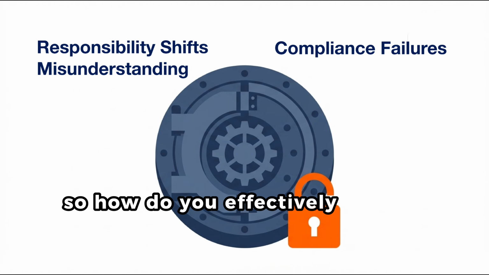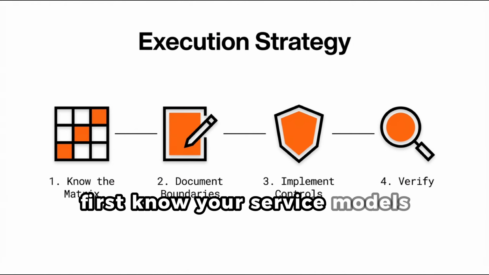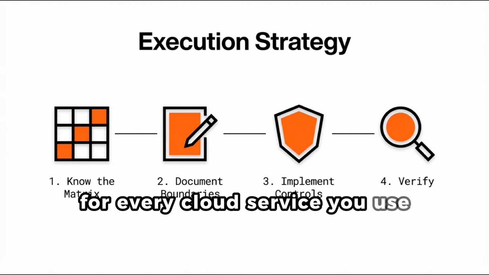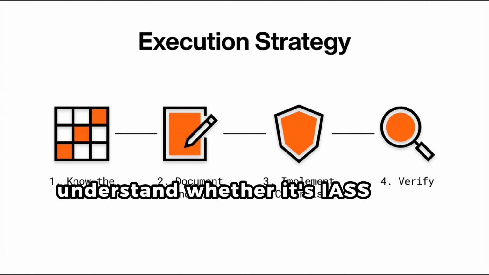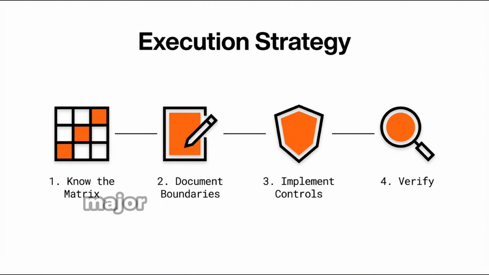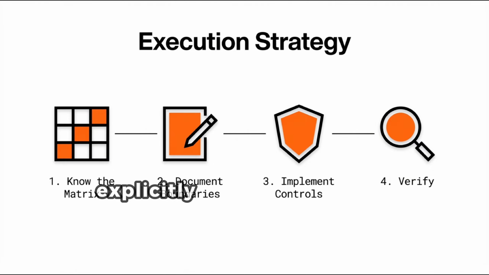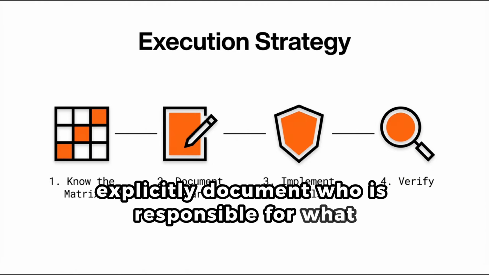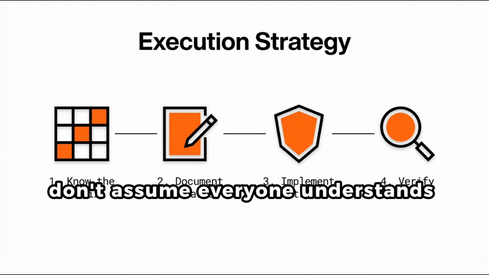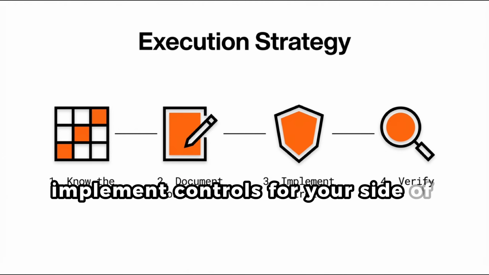So how do you effectively operate within the shared responsibility model? First, know your service models. For every cloud service you use, understand whether it's IaaS, PaaS, or SaaS, and what that means for your responsibilities. Major cloud providers publish detailed shared responsibility matrices. Read them. Second, document the boundary. For your organization, explicitly document who is responsible for what. Don't assume everyone understands the model. Make it clear.